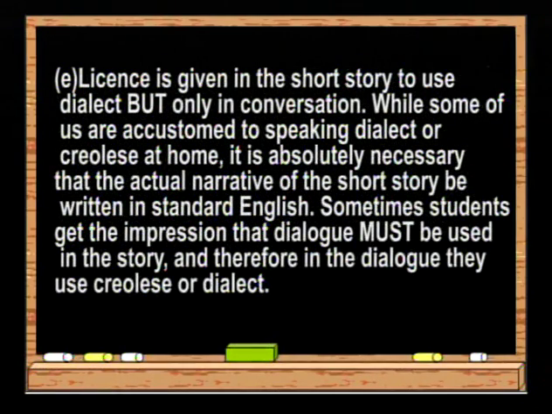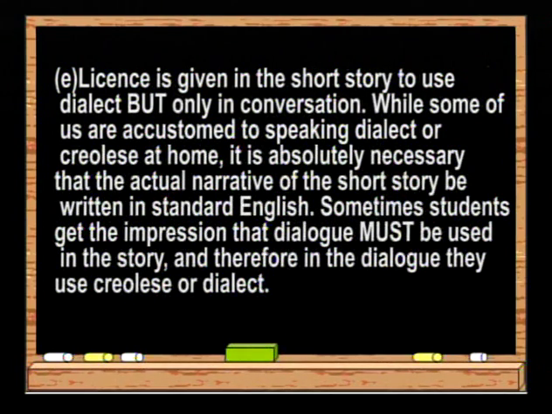License is given in the short story to use dialect, but only in conversation. While some of us are accustomed to speaking dialect or Creolese at home, it is absolutely necessary that the actual narrative of the short story be written in standard English.